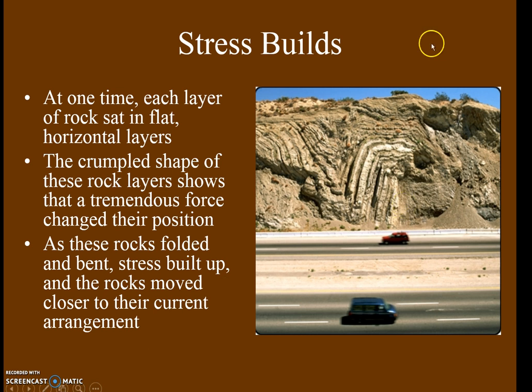So if you look at this picture, at one time, each layer of these rocks sat in flat horizontal layers. The crumpled shape of these layers shows that a tremendous force changed their position. As we mentioned on the last slide, as these rocks folded and bent, stress built up and the rocks moved closer to their current arrangement.